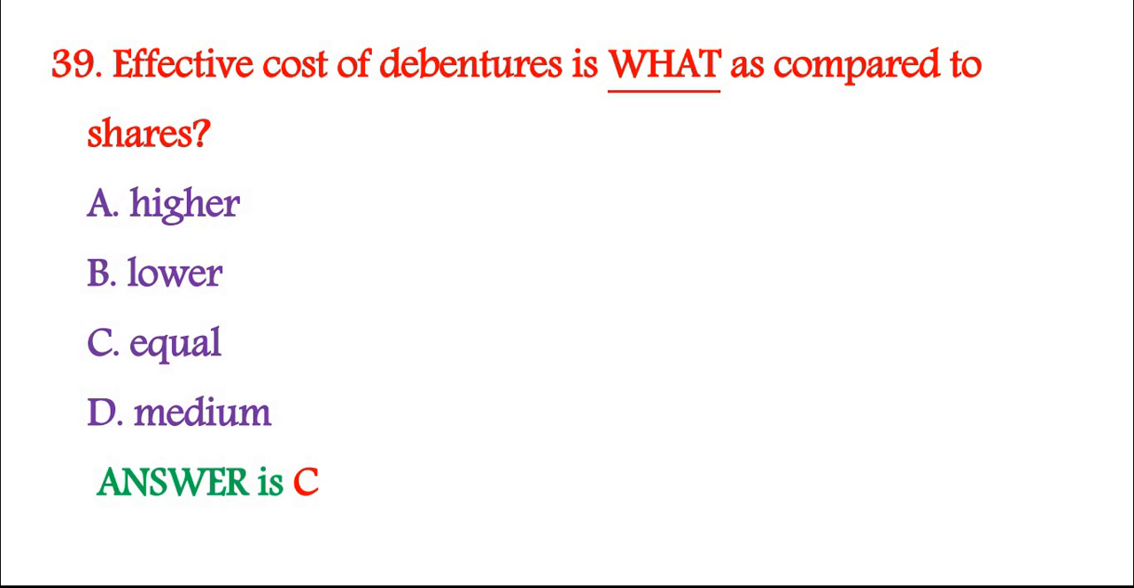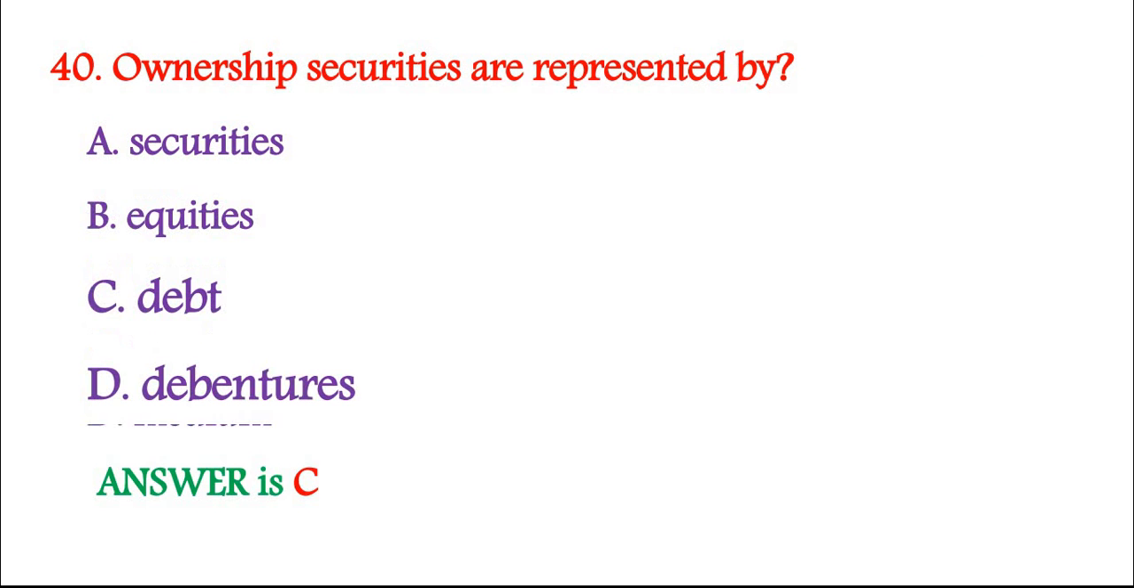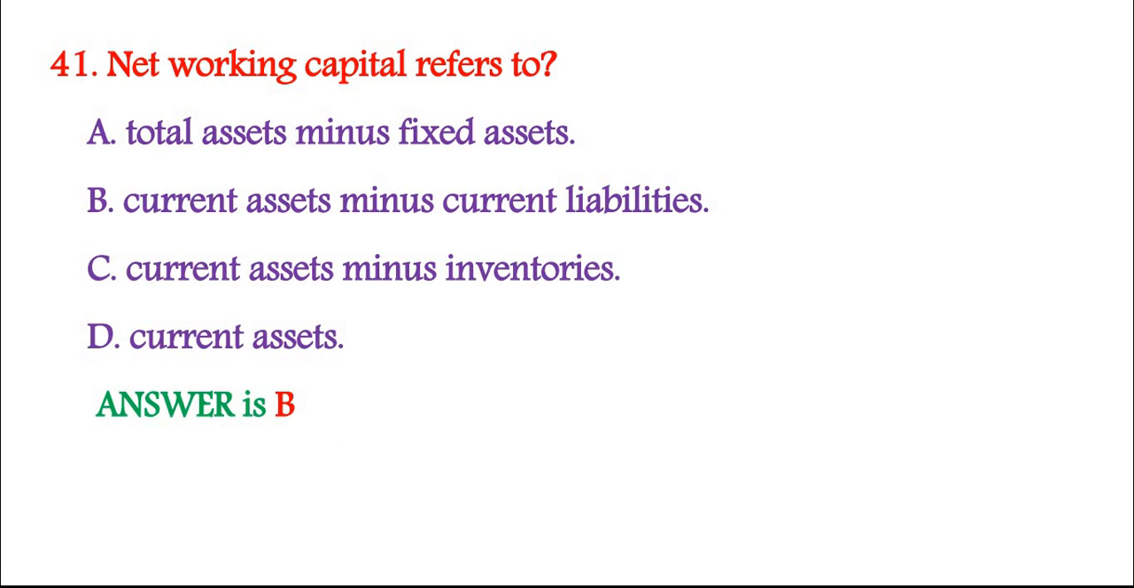39. Effective cost of debentures is what as compared to shares? A. Higher. B. Lower. C. Equal. D. Medium. Answer is C. 40. Ownership securities are represented by A. Securities. B. Equities. C. Debt. D. Debentures. Answer is A. 41. Net working capital refers to A. Total assets minus fixed assets. B. Current assets minus current liabilities. C. Current assets minus inventories. D. Current assets. Answer is B.